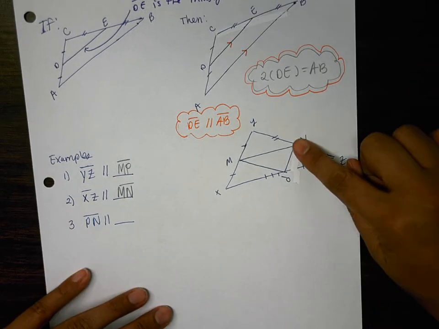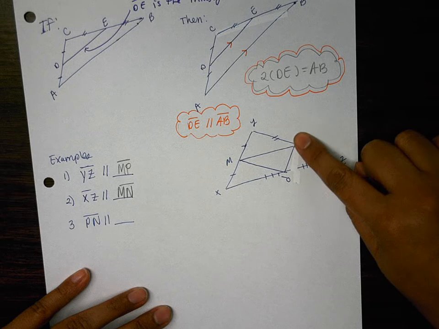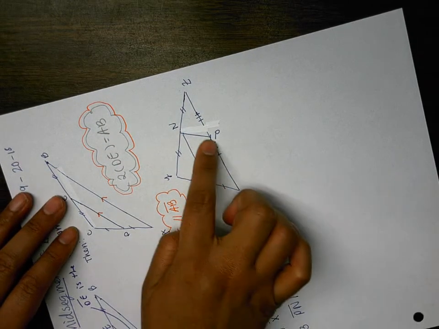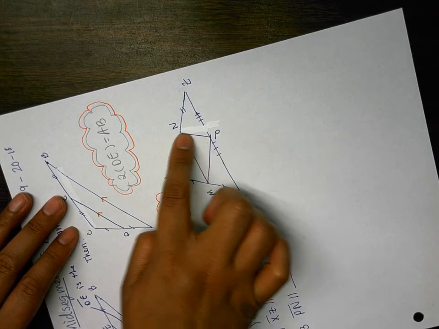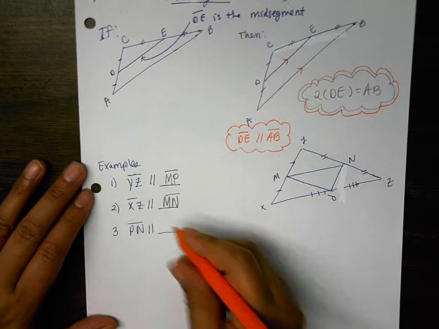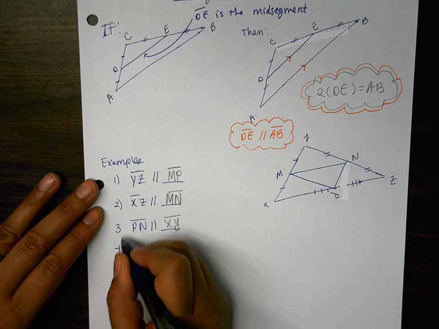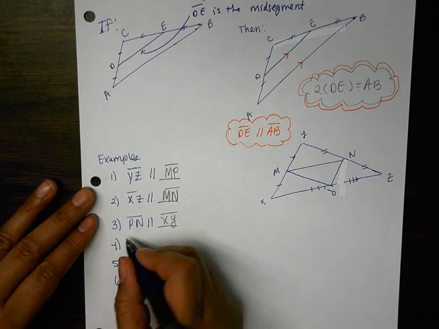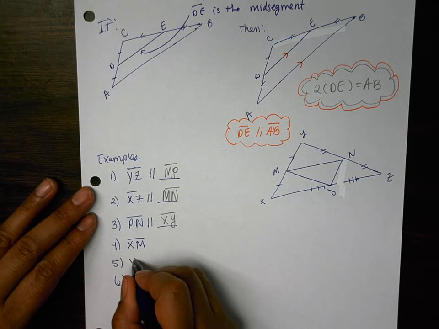Okay, PN is here. It's the one I redrew. Is that a base or a midsegment? I'm going to hold it like this. What did I call it? PN. Base or midsegment? Do you guys see it's a midsegment? Which base is it parallel to? XY. All right. Does that make sense? Okay. 4, 5, and 6. There's more. I told you guys that.